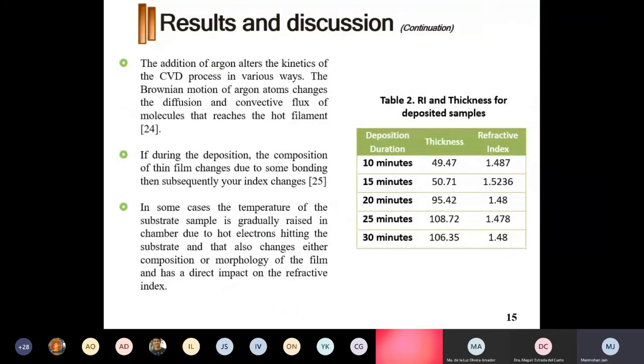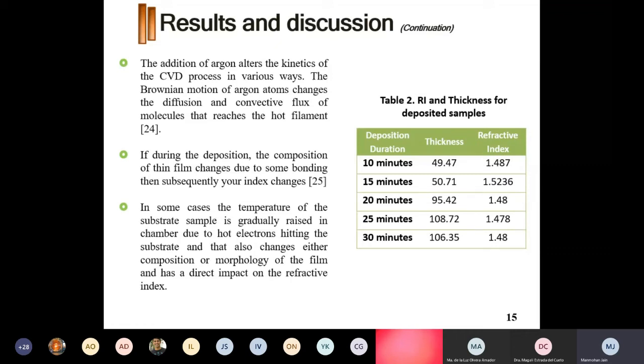In the table I am showing the refractive index and thickness of the deposited samples, and we can see that the refractive index is not constant and varies for every sample. Here we can see that the addition of argon flow changed the kinetics of the CVD process, and the Brownian motion of argon atoms changes the diffusion and convective flux of molecules which reach the hot filament.